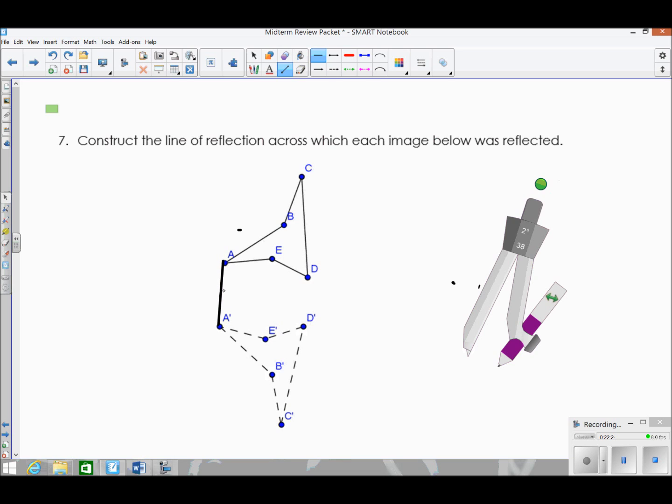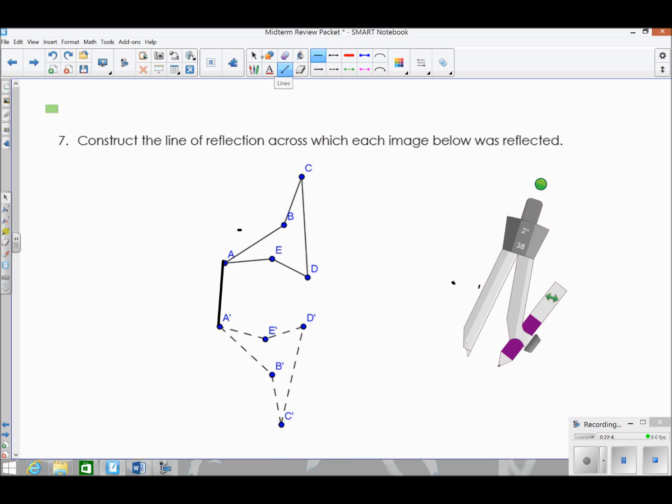What I need to do is create the set of points that's equidistant from A and A prime, which is always going to be the perpendicular bisector. So you don't really need to draw in this segment, but this segment is just there because what I'm doing is I'm going to bisect this segment.